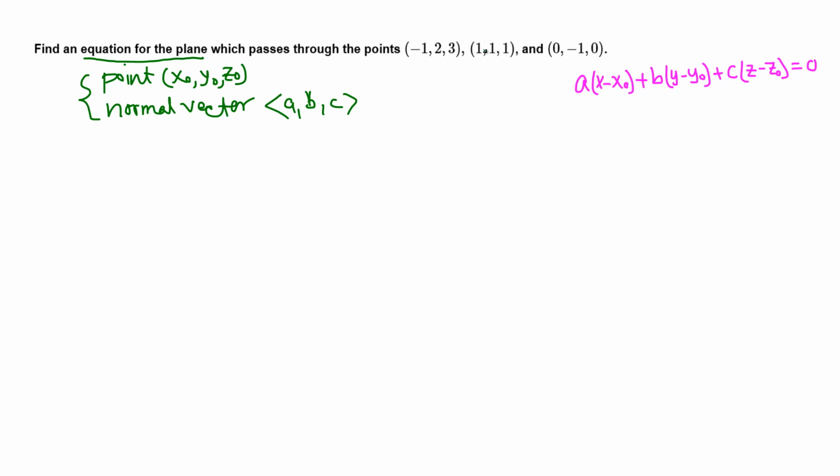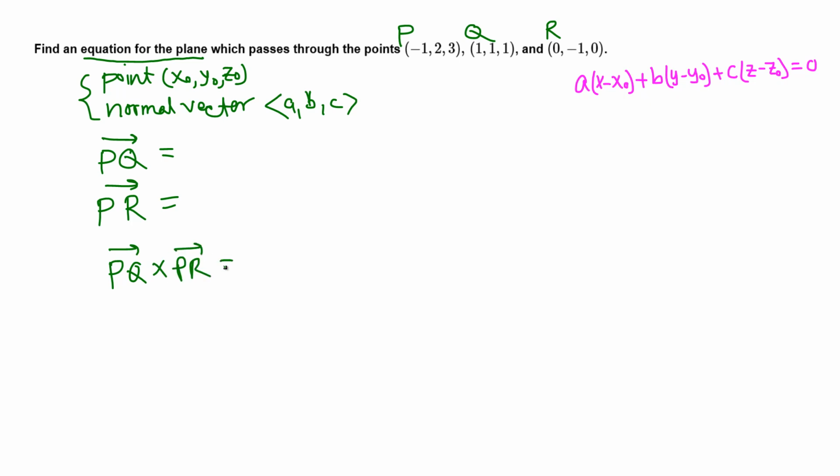Okay, so since we have 3 points, let's say these are P, Q, R. Now we can find the vector PQ, and we can also find PR. And if we find the cross product of PQ and PR, these 2 vectors are on the plane. When we find the cross product, the vector will be orthogonal to both of these 2 vectors. That means this vector will be normal to the plane, just perpendicular to the plane.